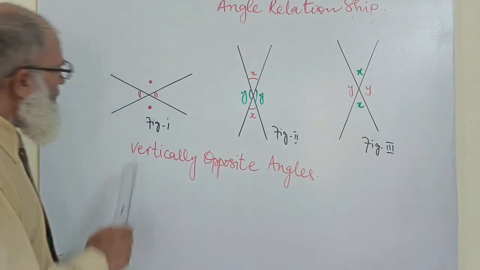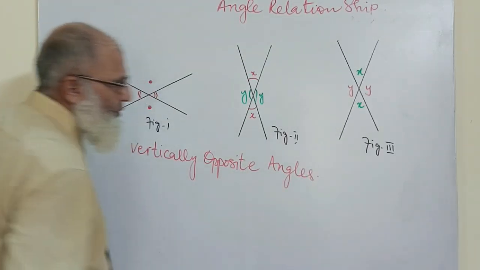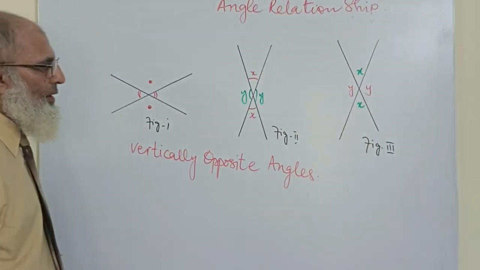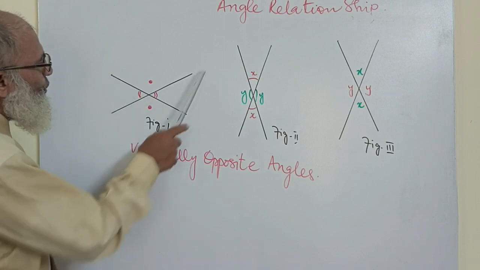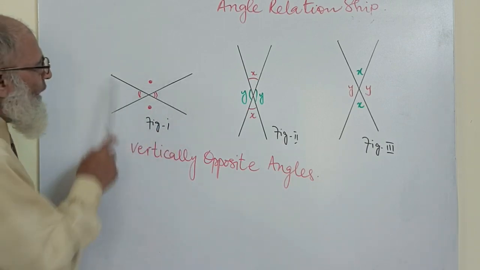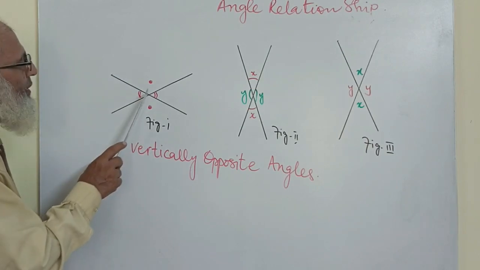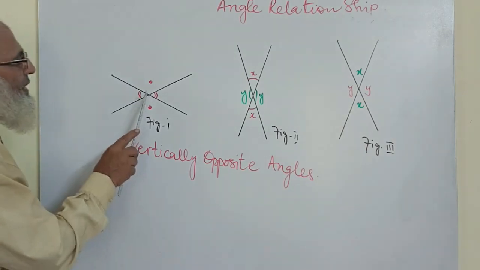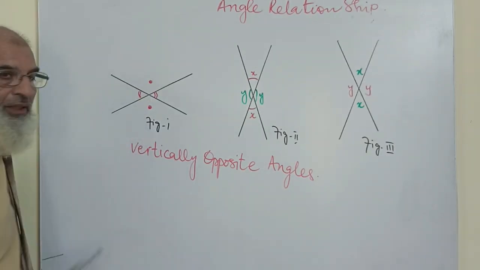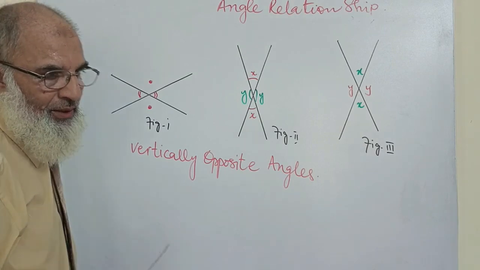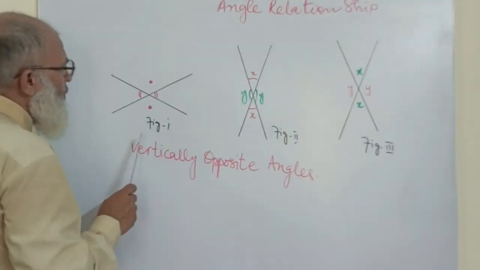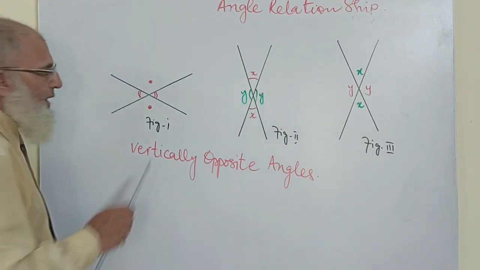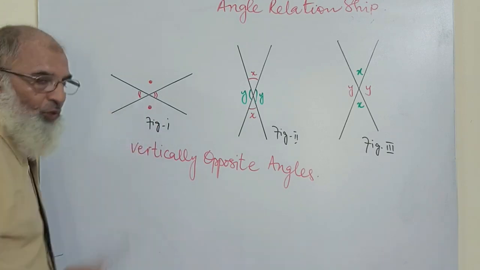Dear students, now I have drawn three figures again for you. 1, 2, 3. And the definition of this is when two lines intersect each other at a point. Now you see this is one line, this is the other line. Now these are intersecting at this point. This is a common point. Now, what will be formed here? There are four angles formed, and the opposite angles will always be equal.